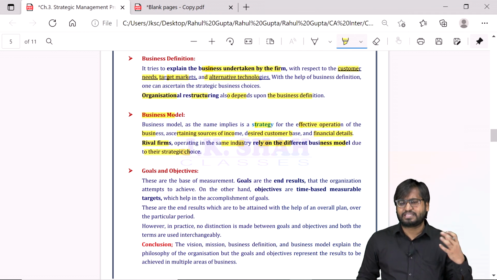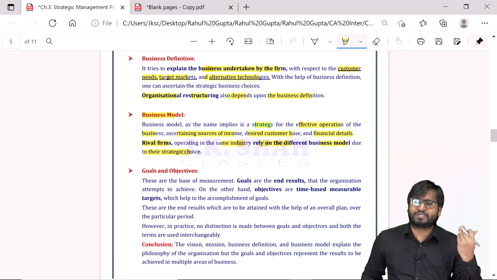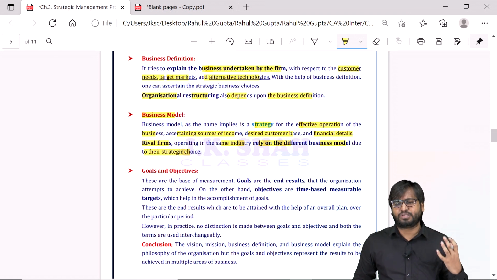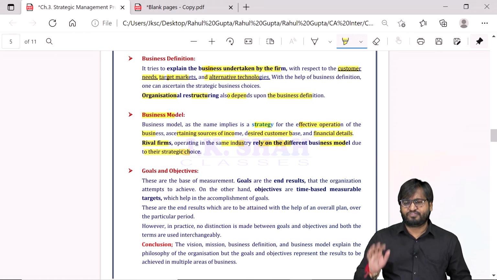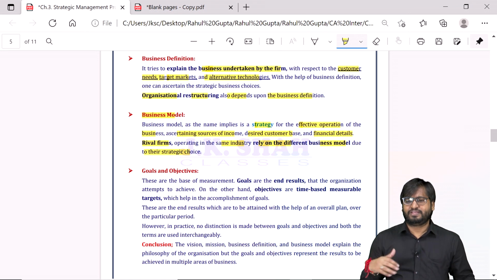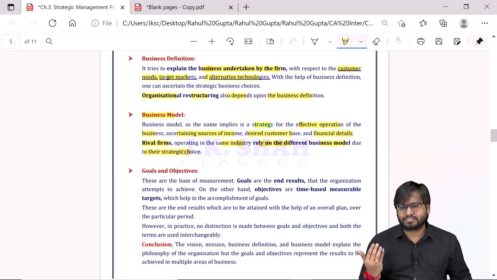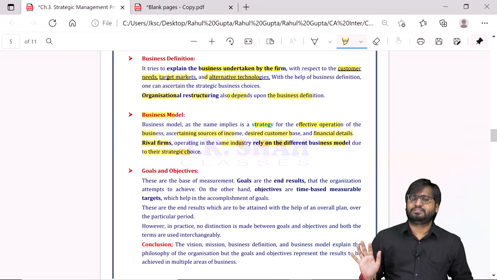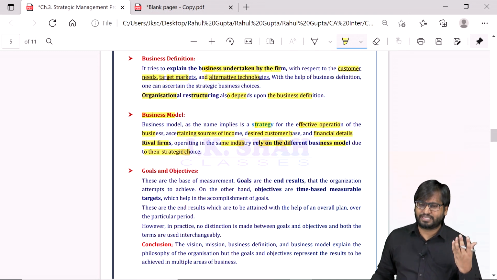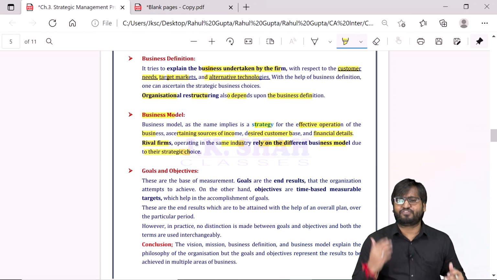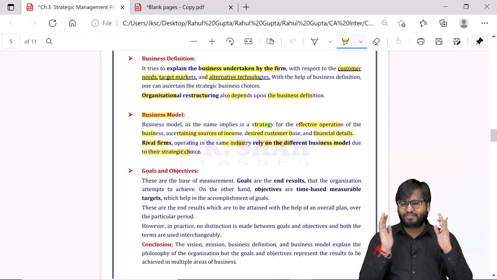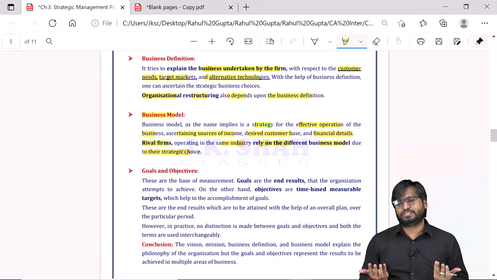Apple is giving unique features to its customers. So that is why they are charging a premium price. Whereas others are giving a standardized product. They are charging a reasonable price. So one is following cost leadership, the other is following differentiation. So rival companies may have different strategies.